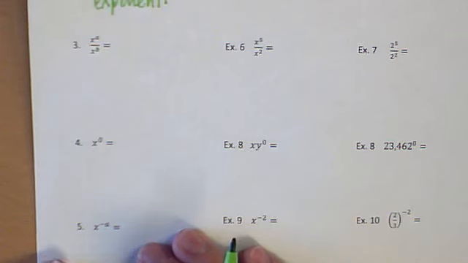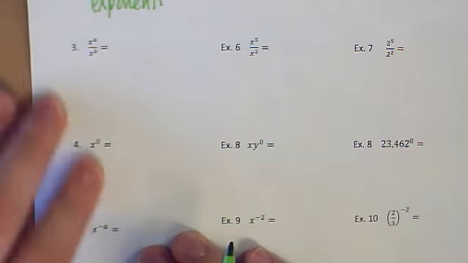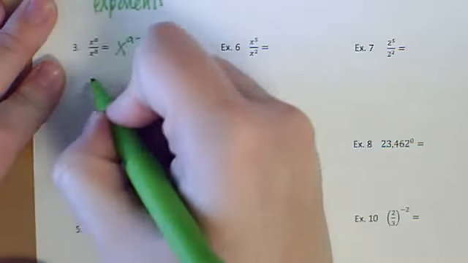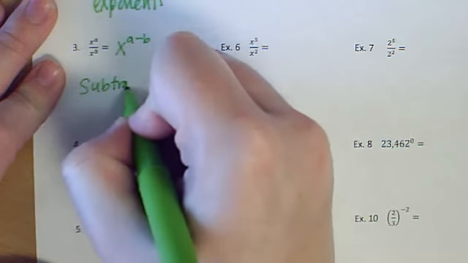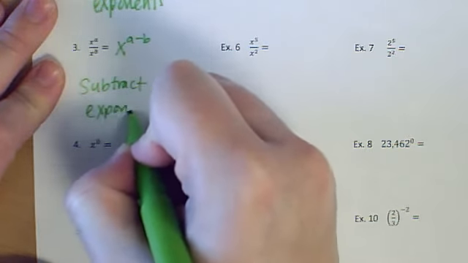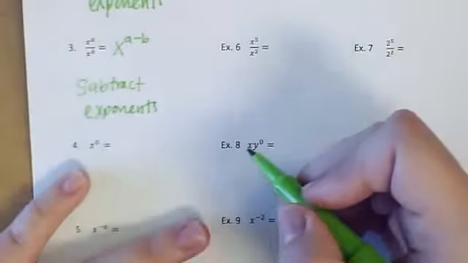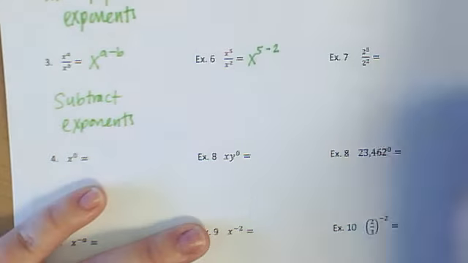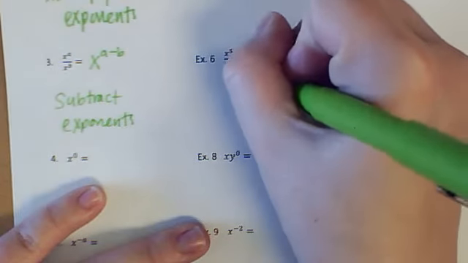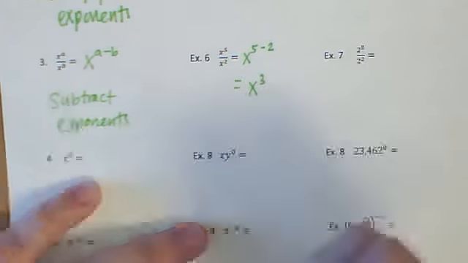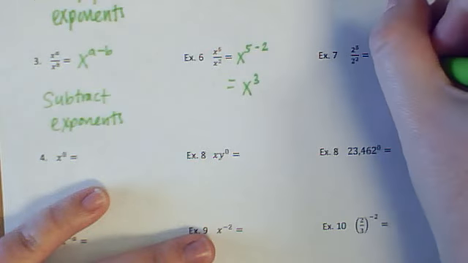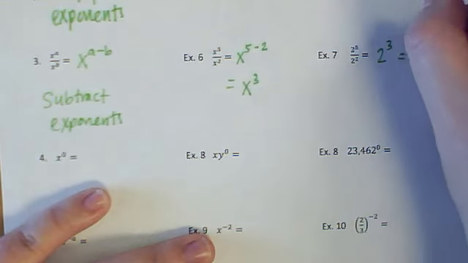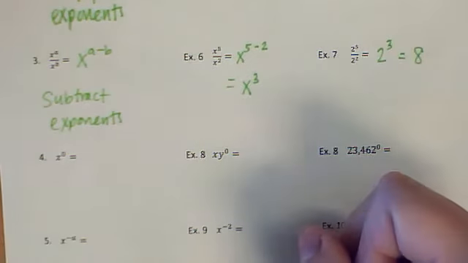Alright, when we're dividing x to the a divided by x to the b, this is where you take those exponents and you subtract them. Okay, so if I look at x to the 5th divided by x squared, I'm going to have x to the 5 minus 2, which is x cubed. Alright, so if we look at that same example but with numbers, I'm going to get 2 to the 3rd power, which is 8. 2 times 2 is 4, times 2 is 8.